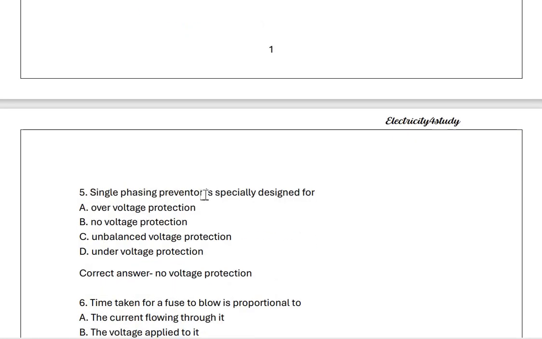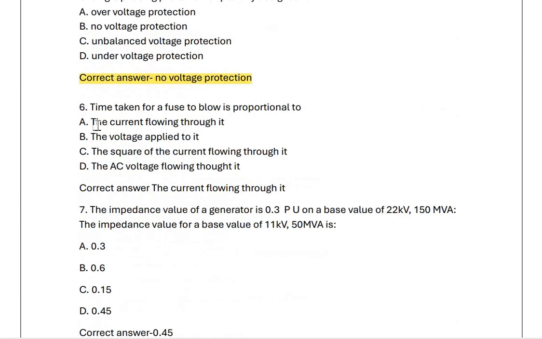5. Single phasing preventer is specially designed for A. over voltage protection, B. no voltage protection, C. unbalanced voltage protection, D. under voltage protection. Correct answer: no voltage protection.